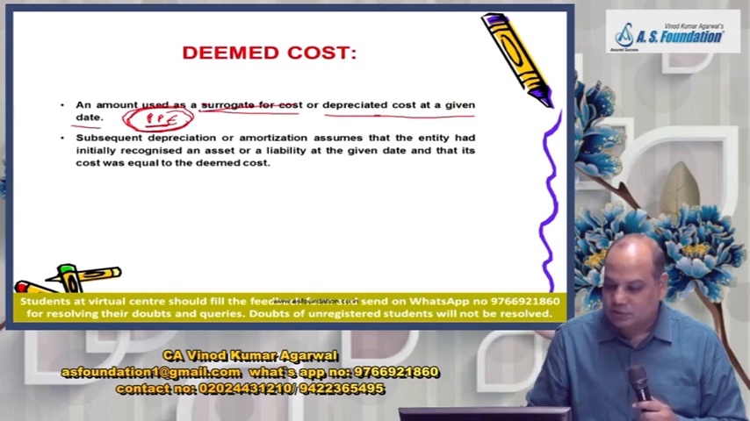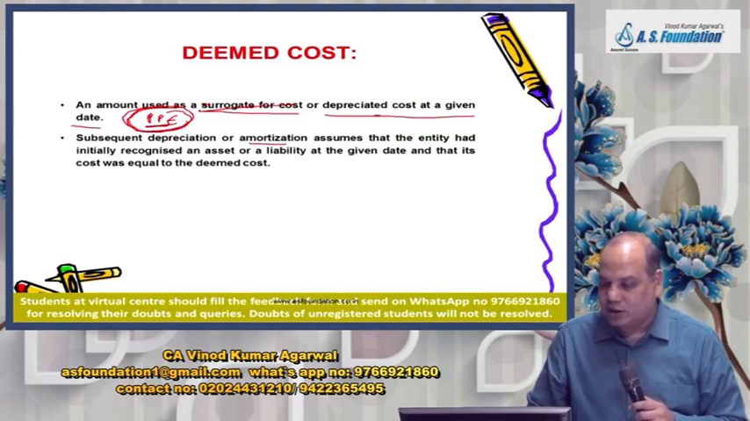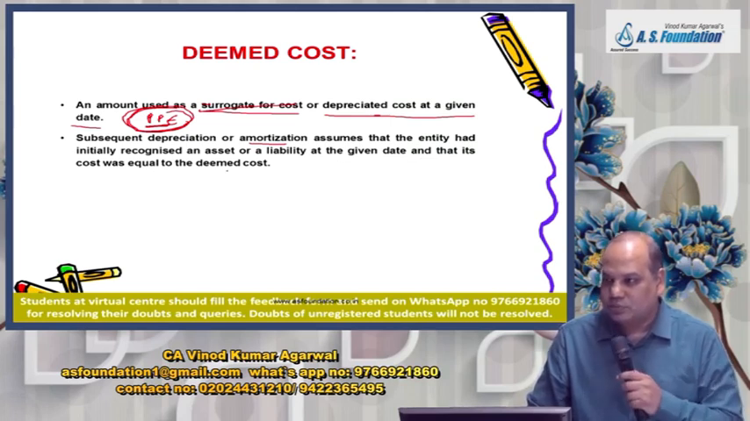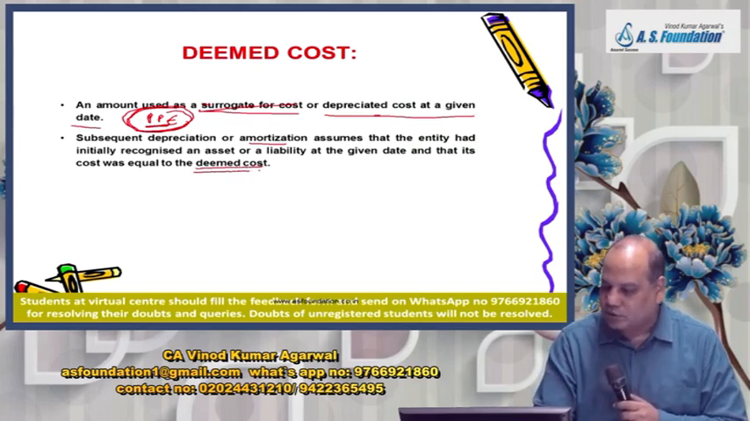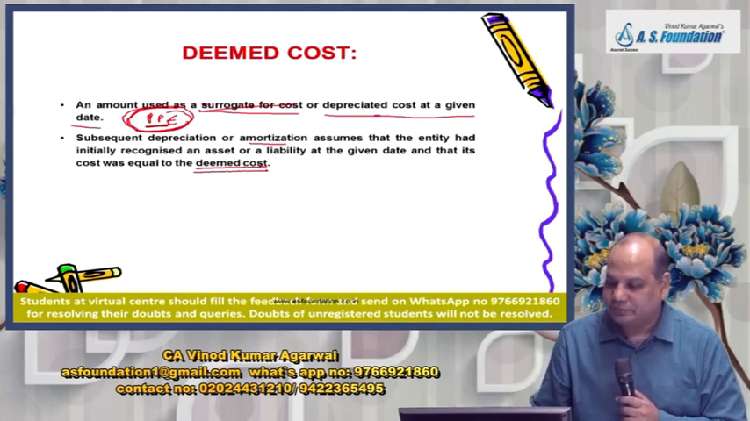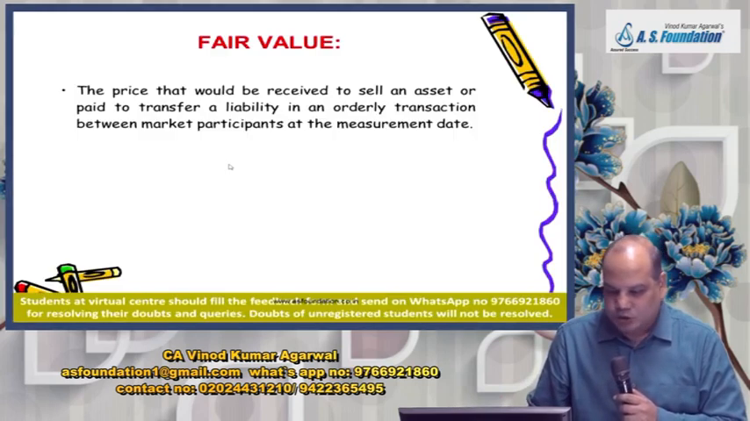Subsequent depreciation, if it is a tangible asset, or amortization, if it is an intangible asset, assumes that the entity had initially recognized an asset or a liability at the given date and that its cost was equal to deemed cost. So this amount will be used for further accounting, whether it is depreciation or amortization. Now what about fair value?